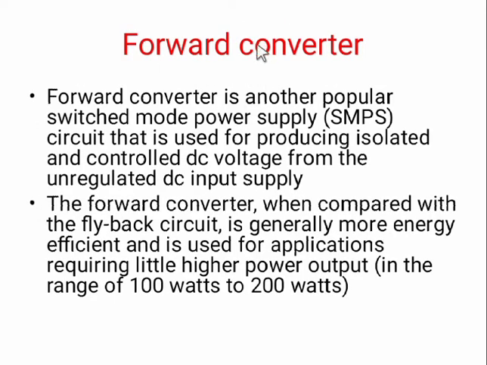The first one is the forward converter. Forward converter is another popular switch mode power supply, that means SMPS circuit, that is used for producing isolated and controlled DC output from an unregulated DC input supply. Unregulated means the input is not purely DC, and its magnitude is variable. The forward converter, when compared with the flyback circuit, is generally more energy efficient and used for applications requiring a little higher power output, like 100 watts to 200 watts.